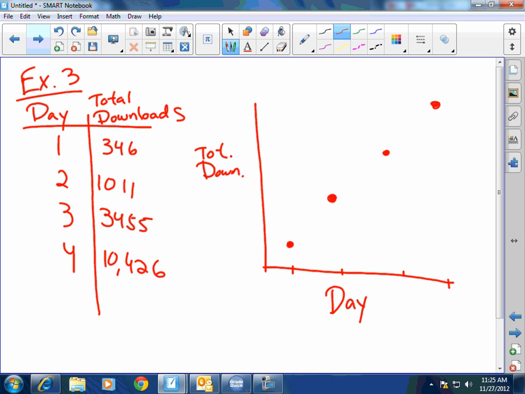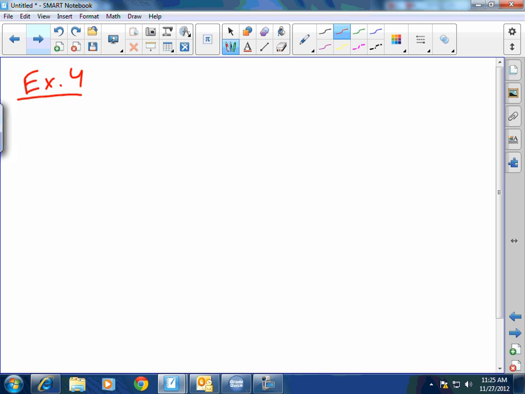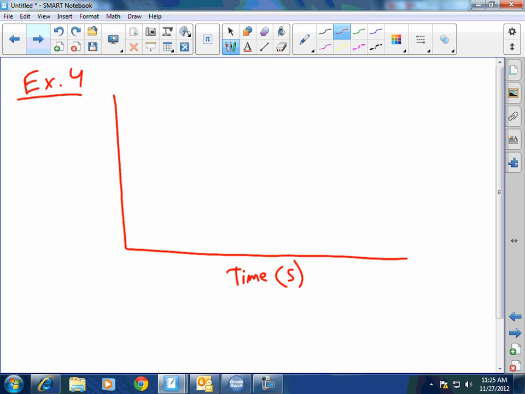Okay. Now, last thing we got to learn here today is how to put it all together. So, for example four, we're going to use problem three from page 251. Let me set this up. Time in seconds, and this is height in feet. It says, a model rocket rises quickly and then slows to a stop as its fuel burns out. It begins to fall quickly until the parachute opens, after which it falls slowly back to Earth. What sketch of a graph could represent the height of the rocket during its flight? Time is passing and height depends on how much time has passed.